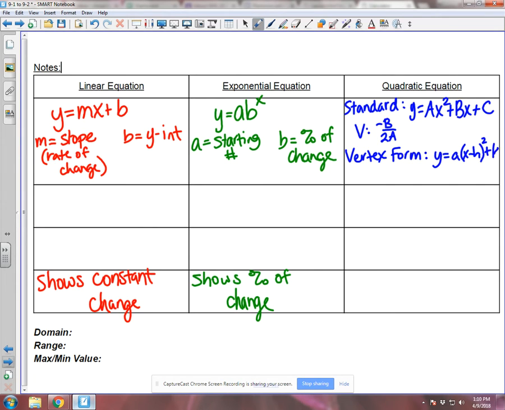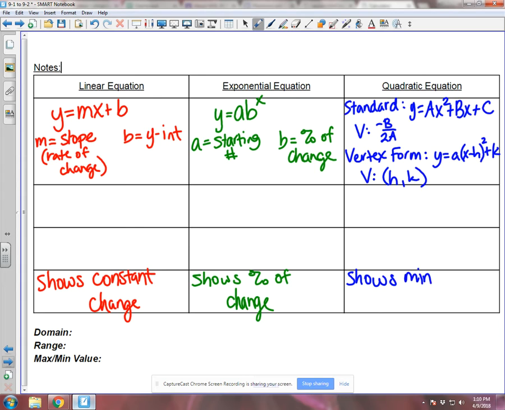Ah, we got it. Maybe we should be filling in this entire chart. Okay, and then what's the vertex in this form? Correct. And when do I use quadratic equations? What's the point of doing a quadratic equation? It shows a min and max.